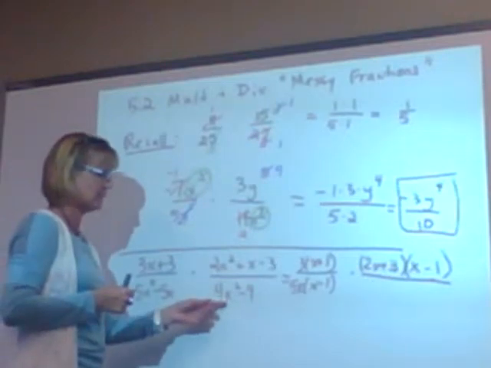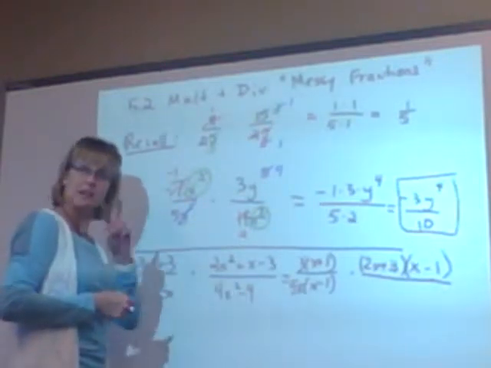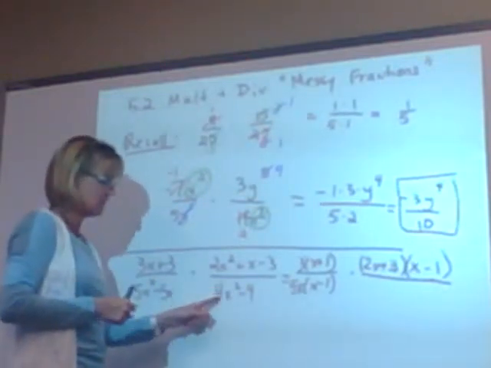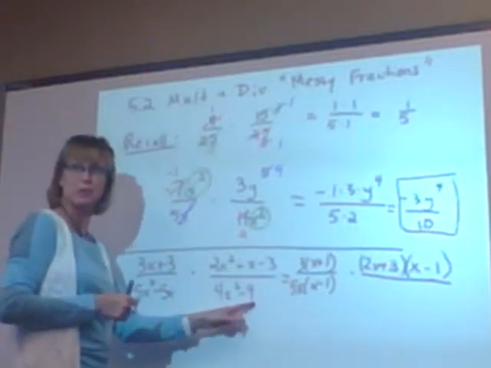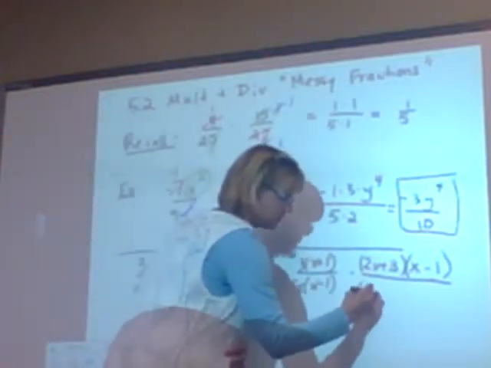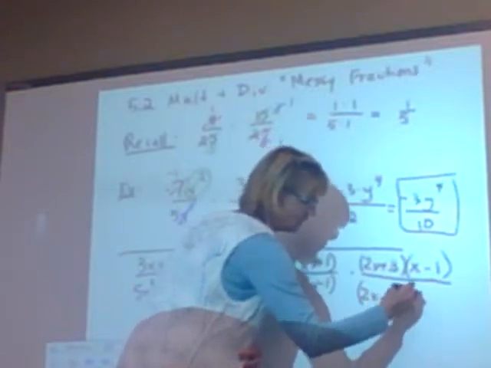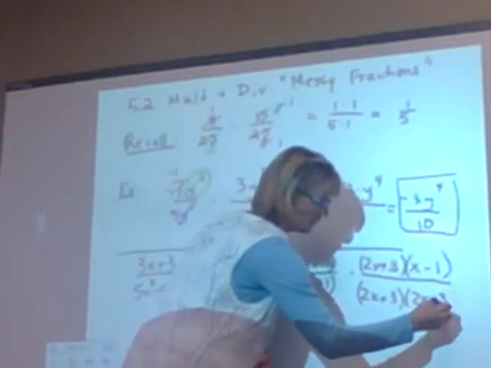And then this last denominator, 4x squared minus 9, it's 2 terms. I notice that this is 2 times 2 and this is 3 times 3, right? So that's going to be one of those perfect squares, 2x plus 3, 2x minus 3.